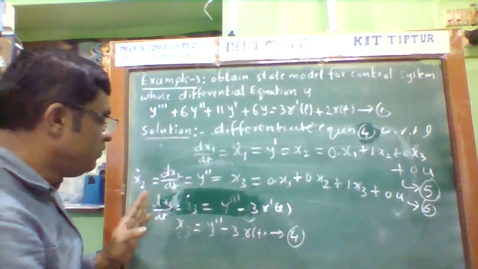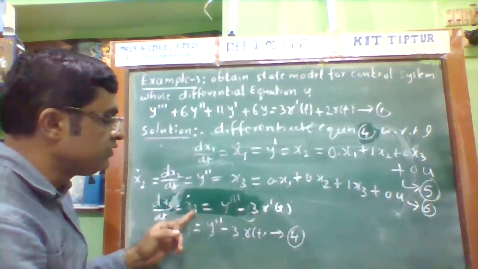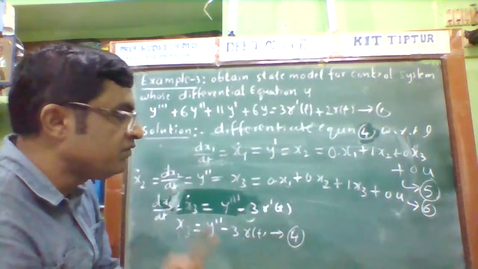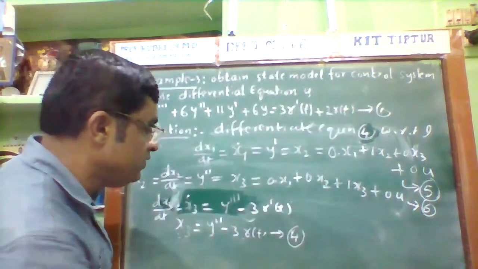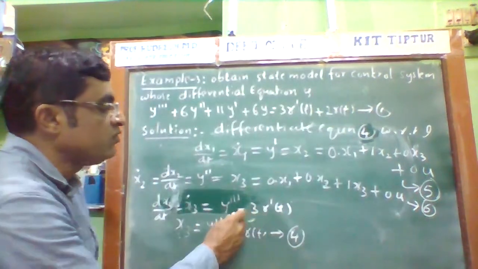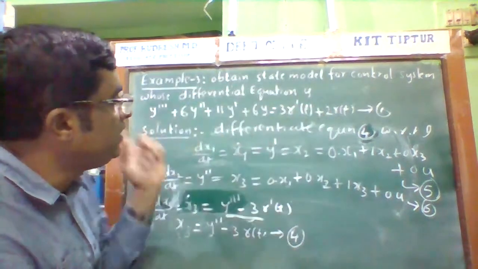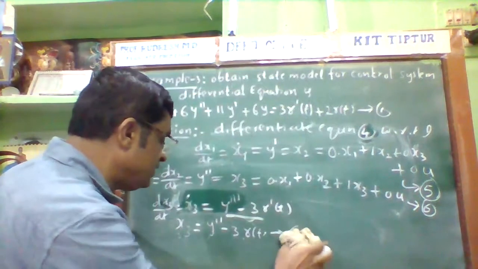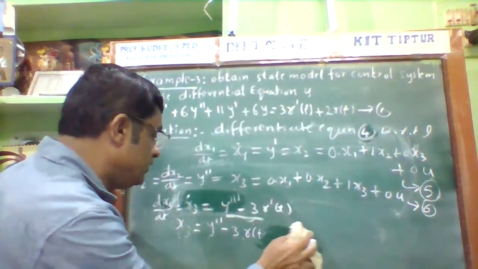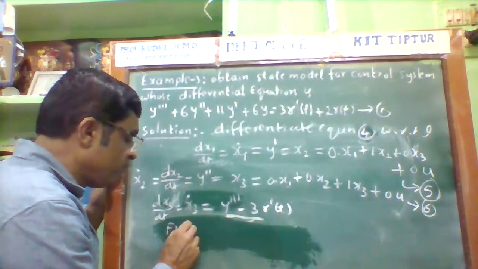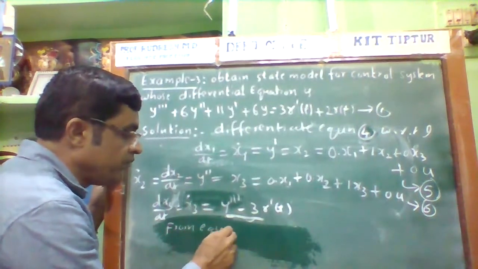Now what is x3 dot? X3 dot is equal to y triple dash minus 3 into r of t. From equation 1 we need to calculate this value, y triple dash minus 3 into r of t, from equation 1.